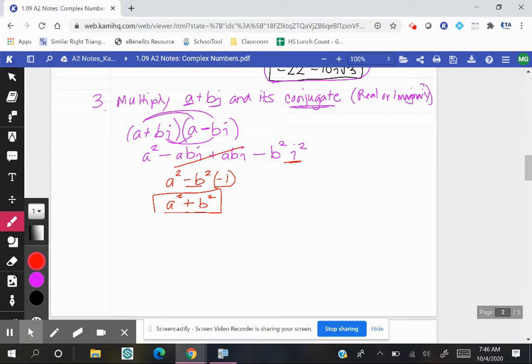So now I said I wanted you thinking about what your answer looks like. So here we no longer have an i in our answer. So this is actually a real number. It's not imaginary because there's no i left in your problem anymore.